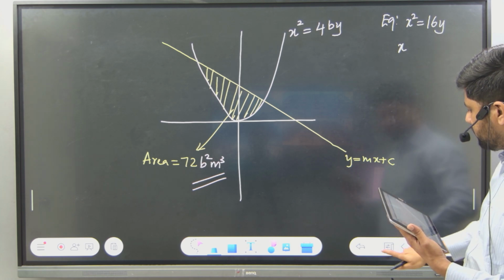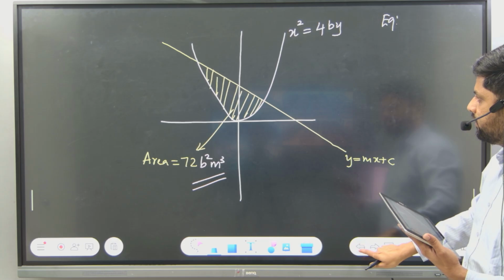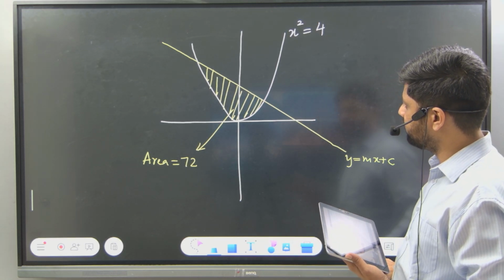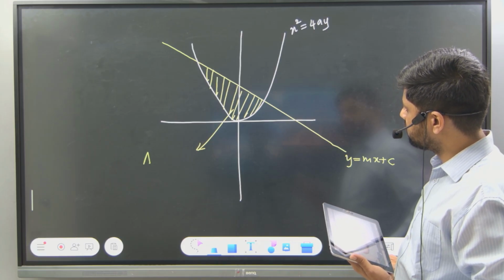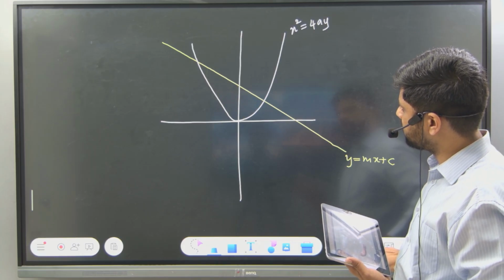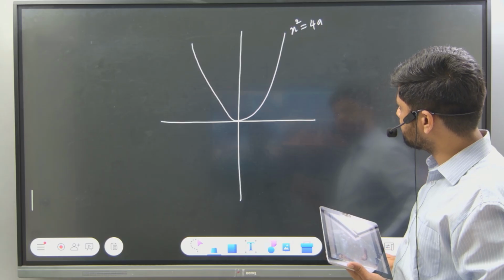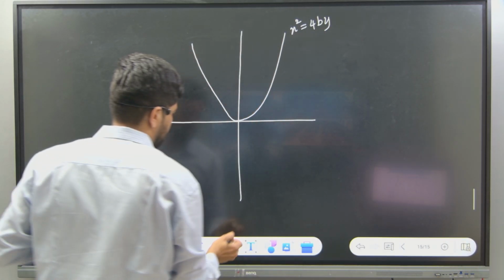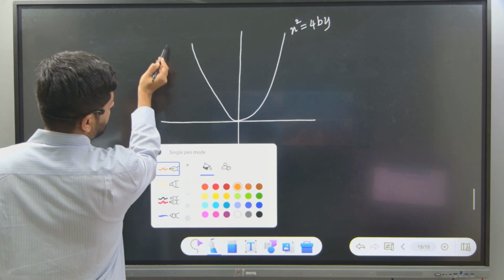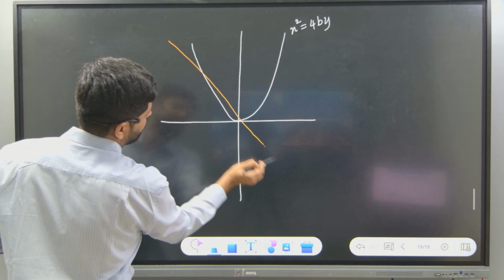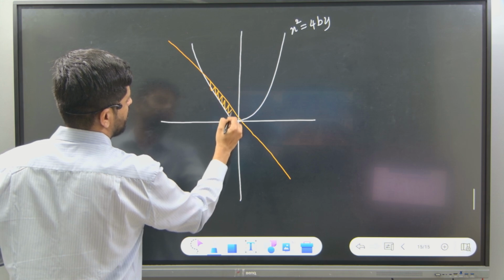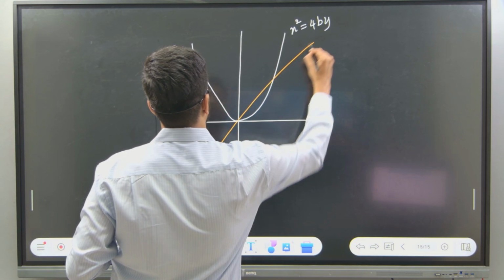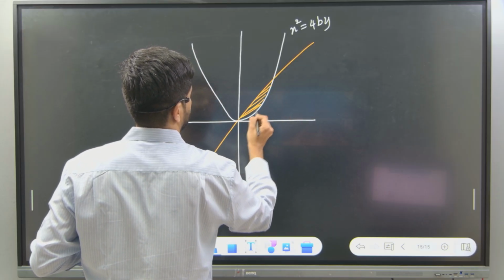Just one correction, people. This is for a line passing through the origin. My bad. The line is passing through the origin. I wrote mx plus c, right? Sorry for this. So this is 4by, and the line is what? The line is passing through the origin. It is passing like this. So we are talking about this area. Or if I take it on the other side, it's passing like this. This is better maybe. We are talking about this area.